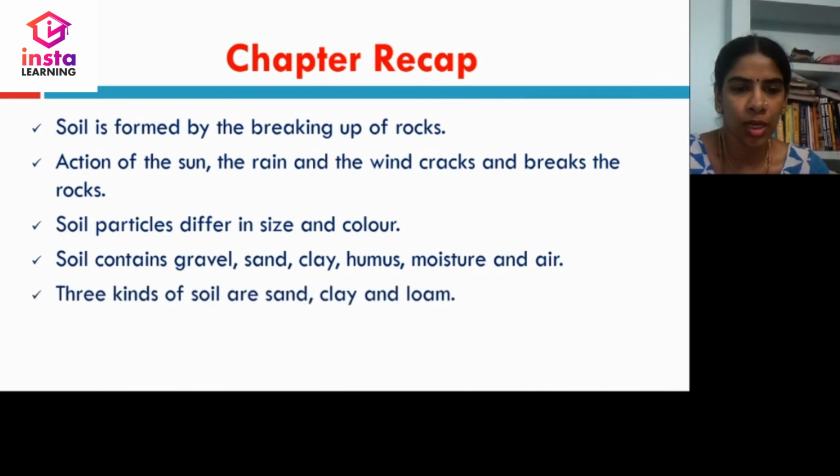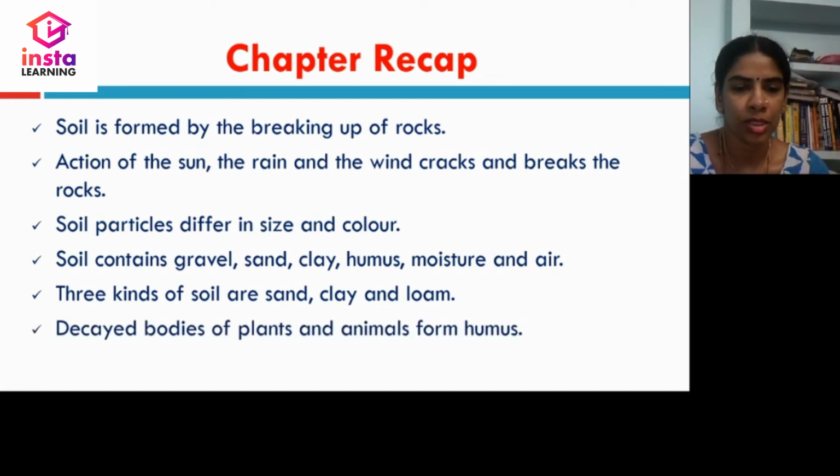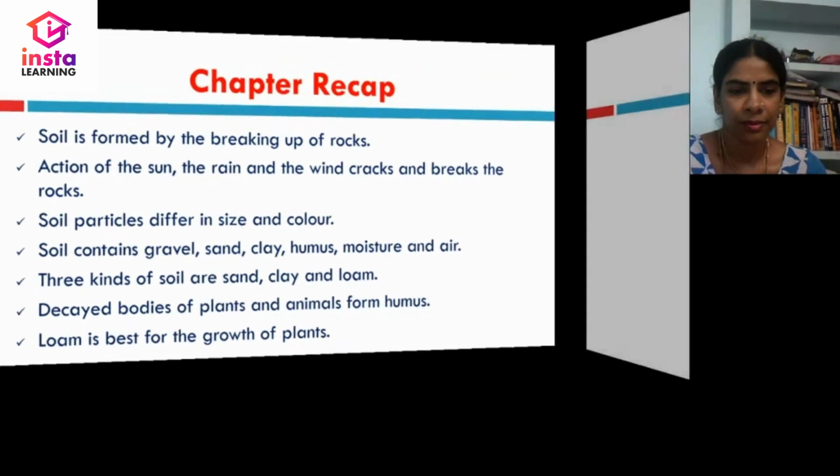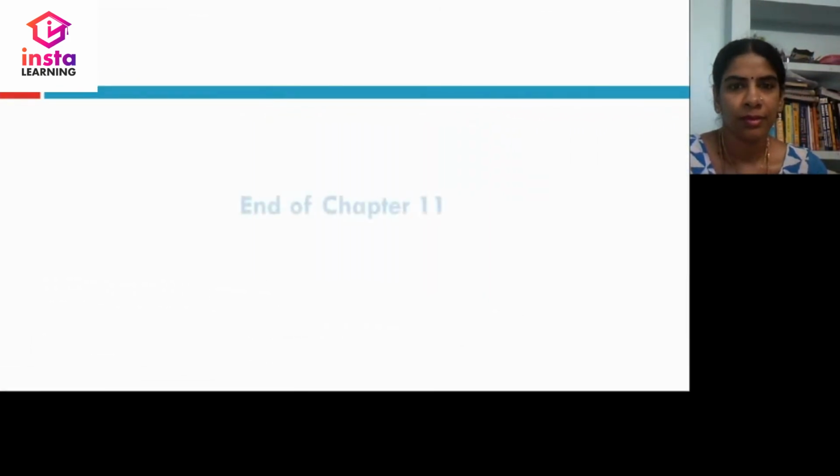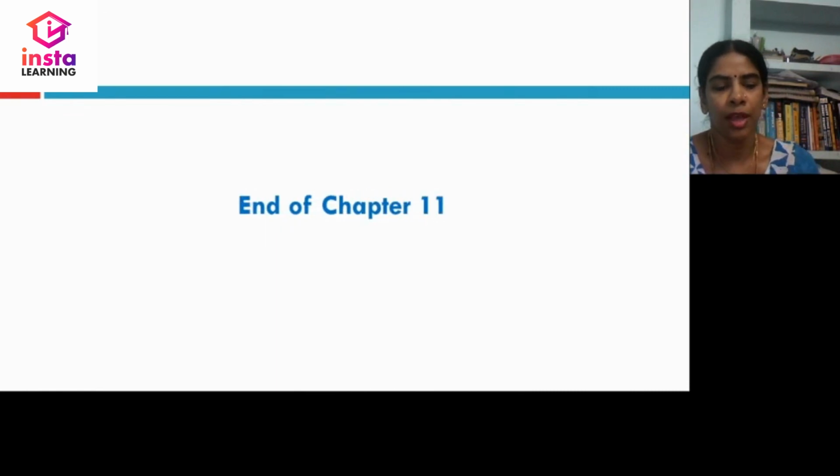Three kinds of soil are there: sandy, clayey and loamy. Decayed bodies of plants and animals form humus. Loamy soil is best for the growth of plants due to the presence of humus. This ends chapter 11.